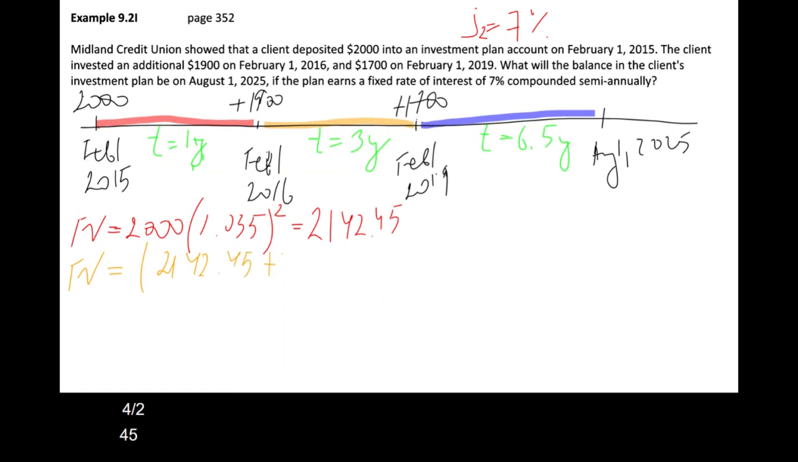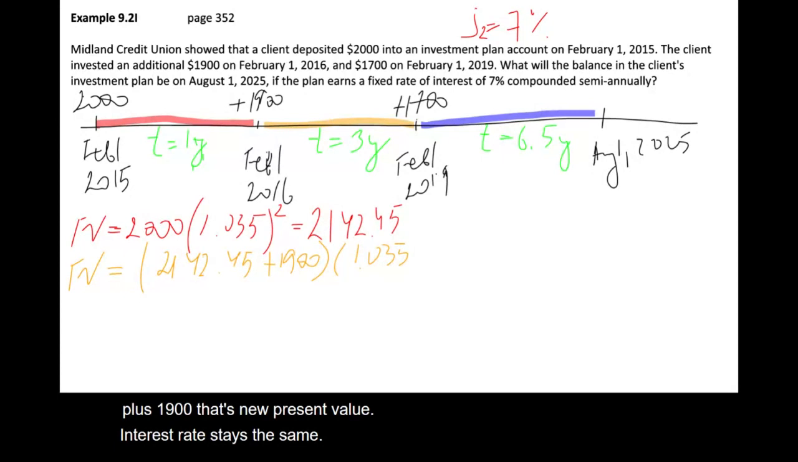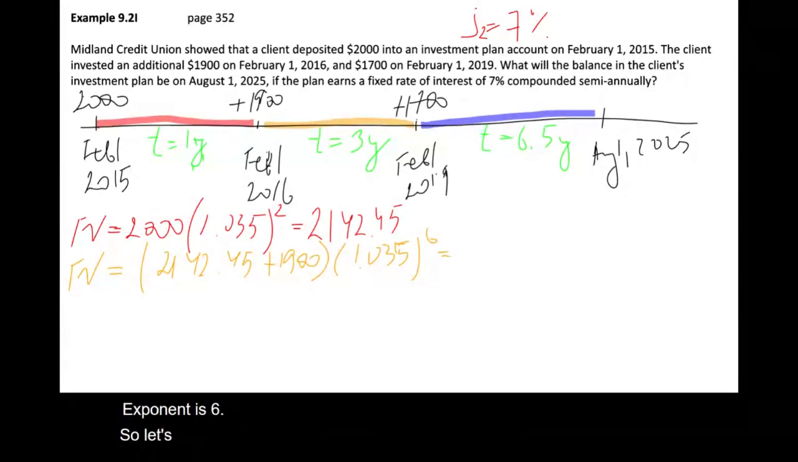2142.45 plus 1900. That's the new present value. Interest rate stays the same. Exponent is 6. So let's calculate it. I calculated $4,969.20. Please confirm my value.